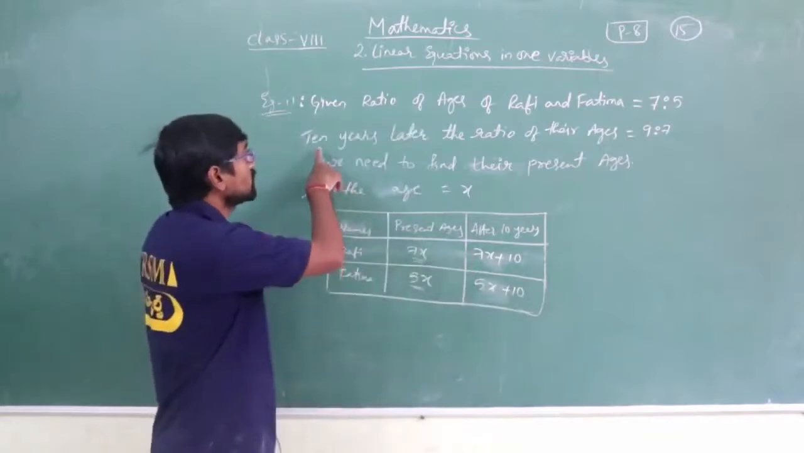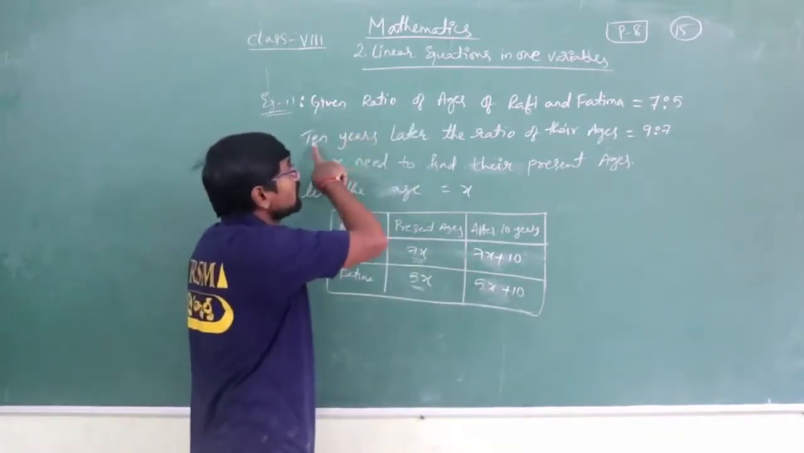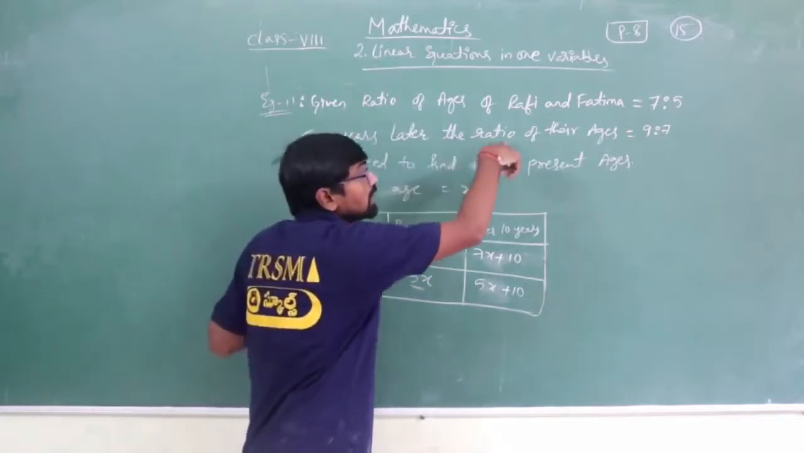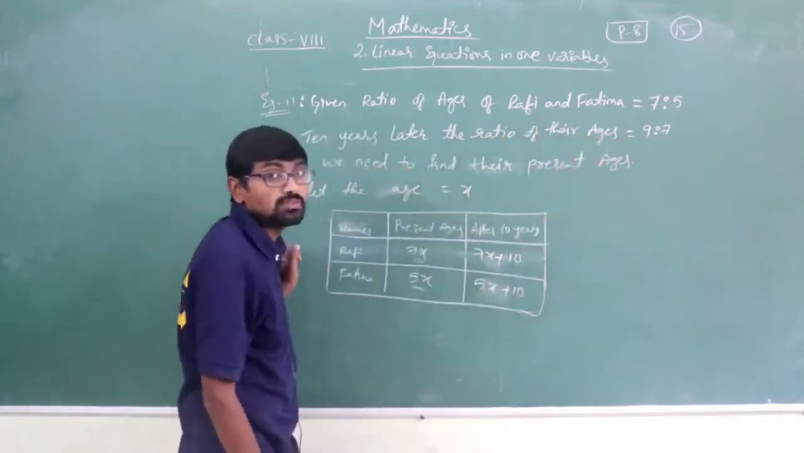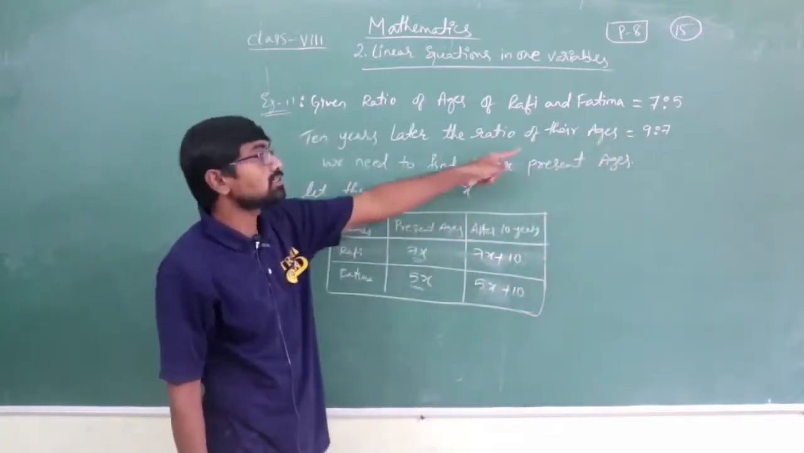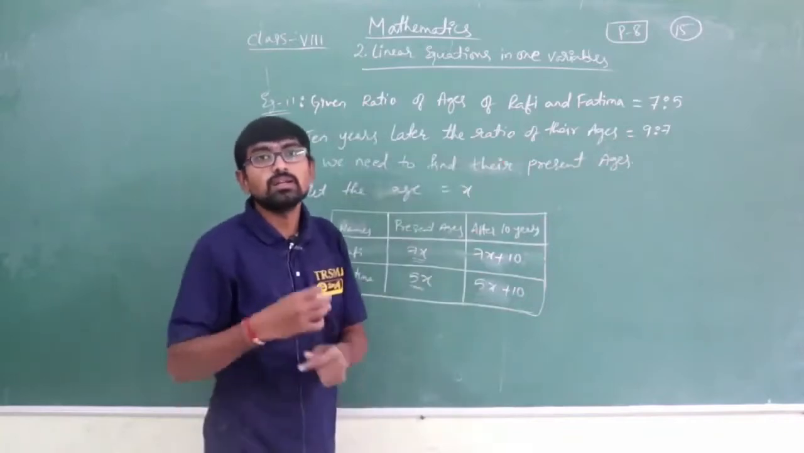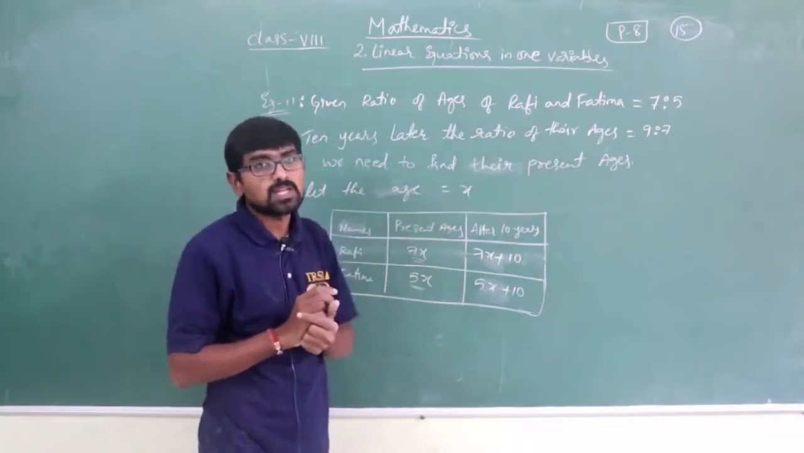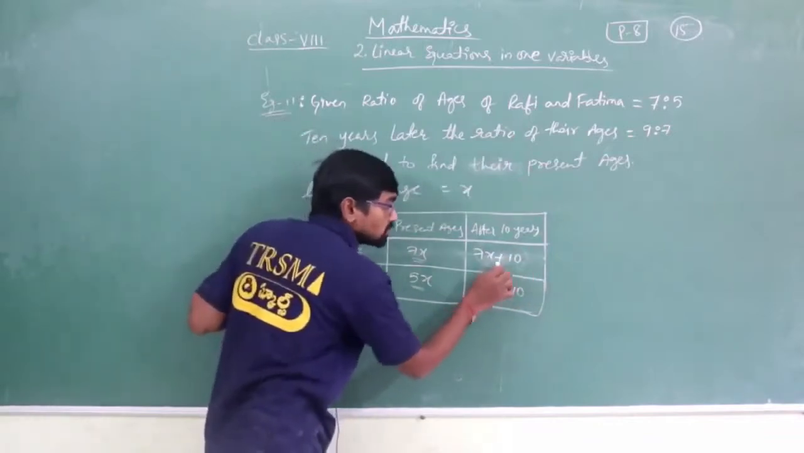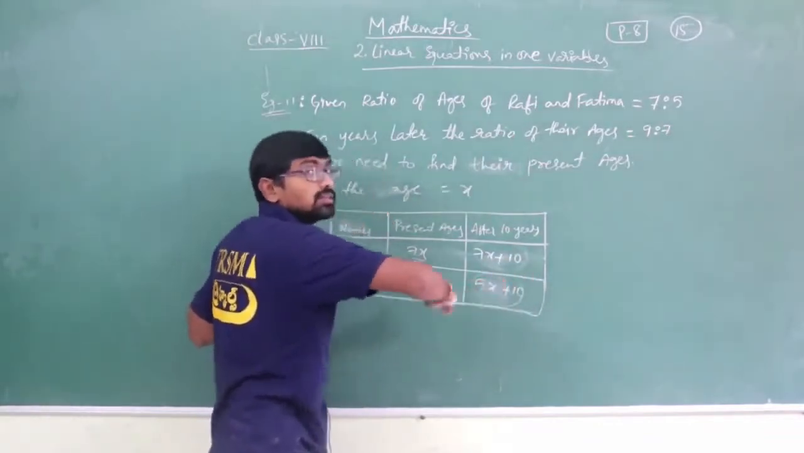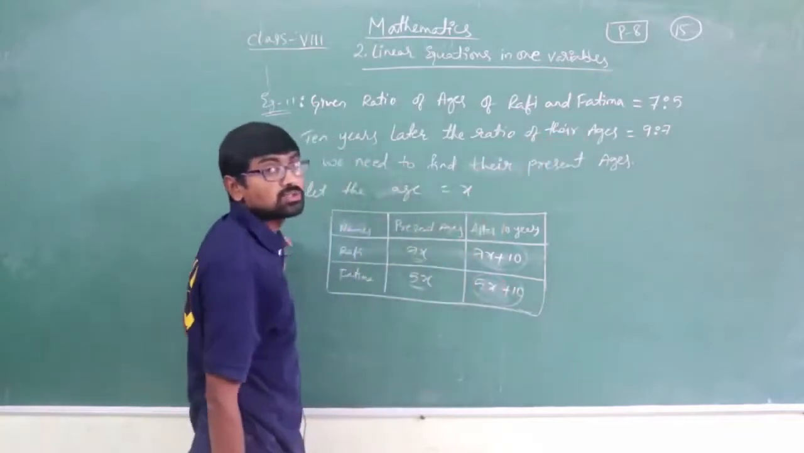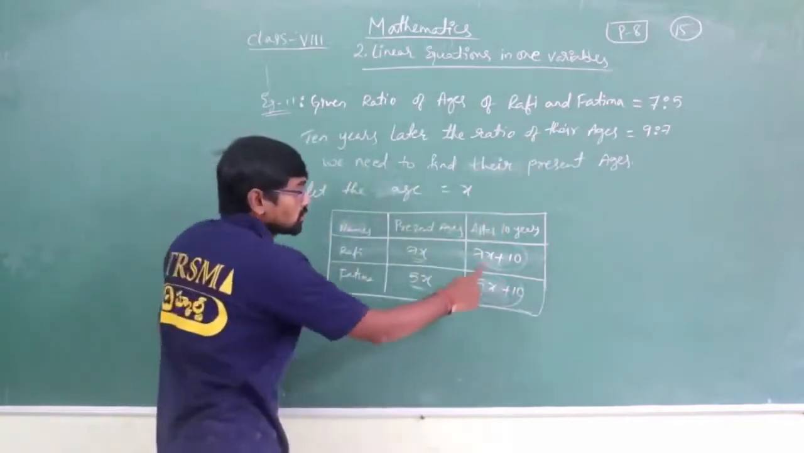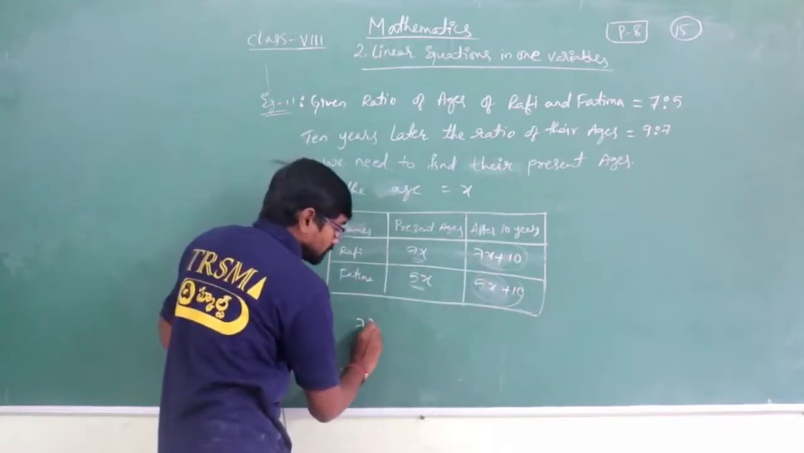Now coming to one more condition in the question: 10 years later the ratio of their ages will be 9:7. Okay, after 10 years the ratio will again be 9:7, isn't it? The ratio is converted into 9:7. It means these values are again given in the form of a ratio, that is 9:7, isn't it? So I have to find this.